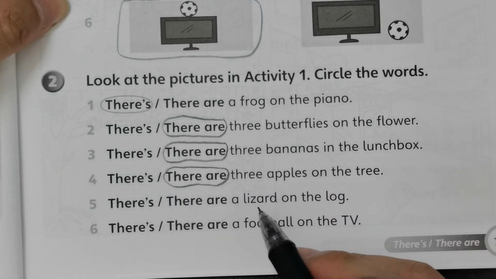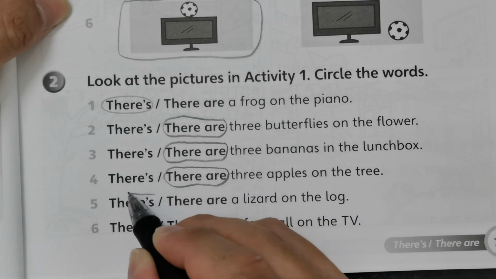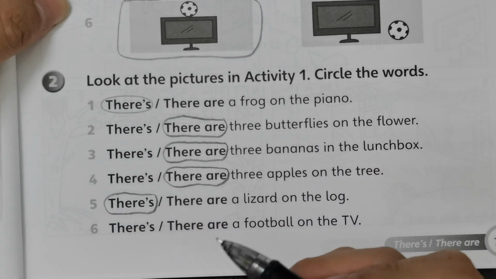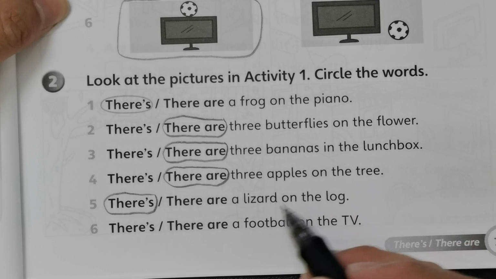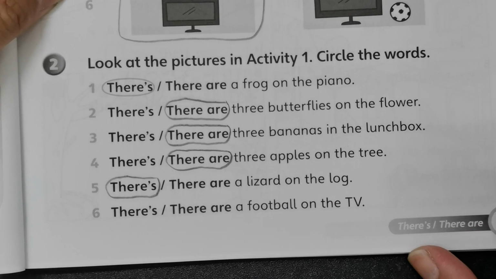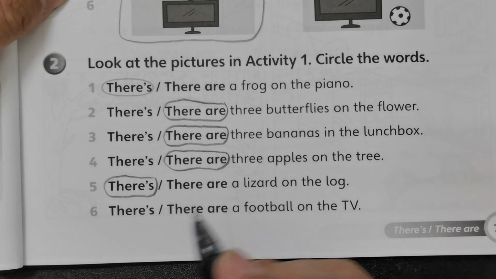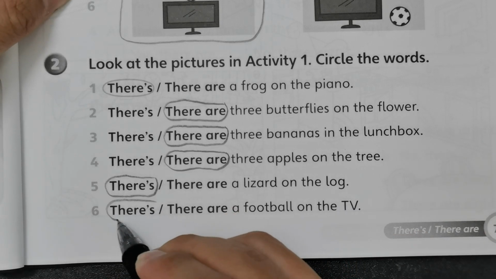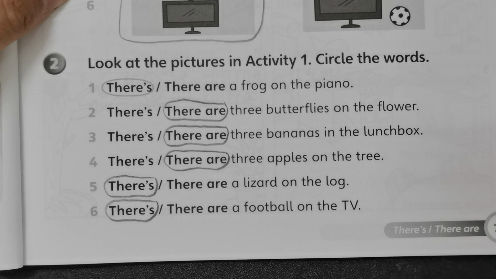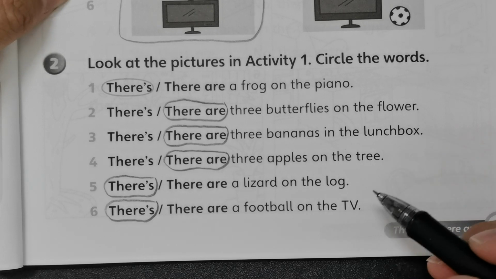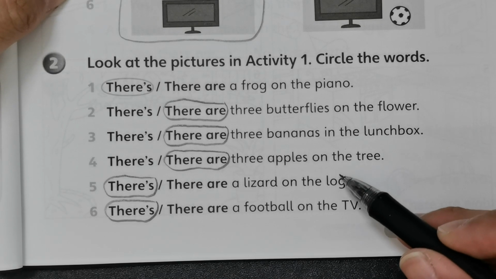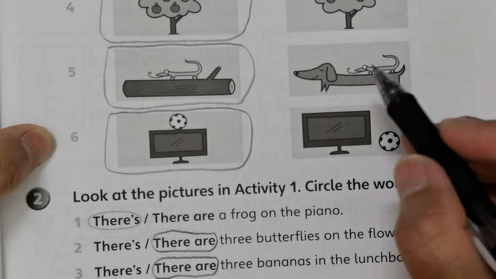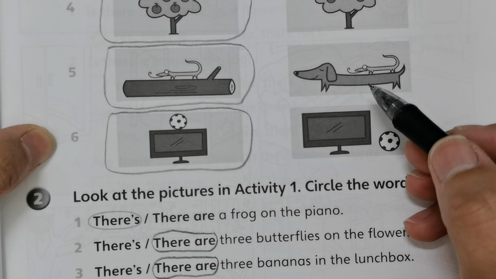And number 5, a lizard. So we choose this one. There is. Okay. And then we have number 6 here. A football. So there is. So remember, maybe you learn a new word here, L-O-G, log, as opposed to dog, D-O-G.